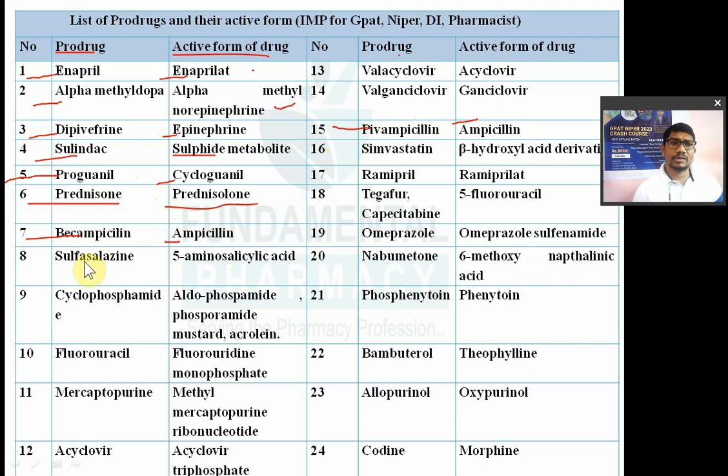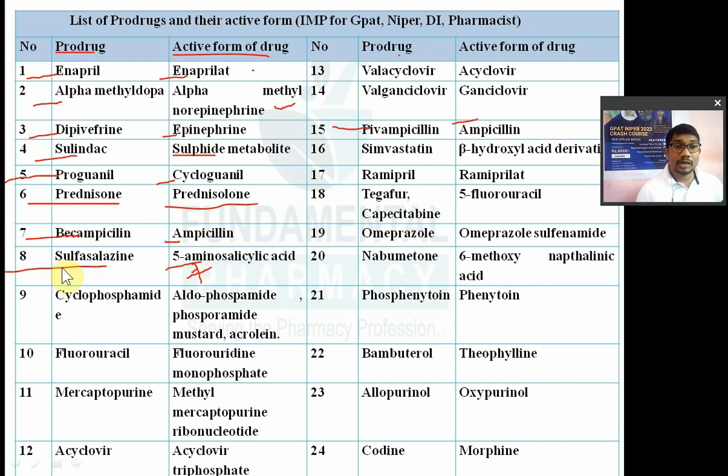Now next we will see, next drug is sulfasalazine. सल्फासैलाजिन क्या है, it is a sulfonamide. Sulfasalazine is a combination of sulfonamide plus salicylic acid. So it is the prodrug. Sulfasalazine is a prodrug and it is converted into 5-aminosalicylic acid plus क्या है, sulfonamide. Sulfapyridine plus 5-aminosalicylic acid.